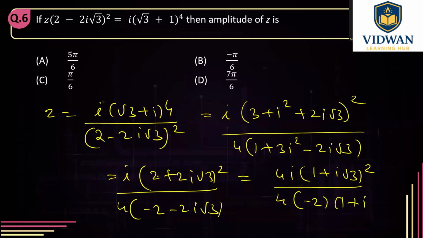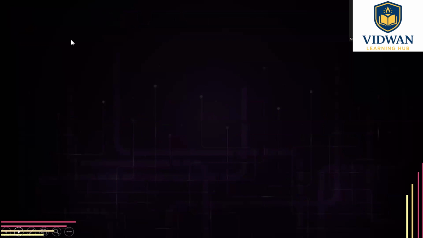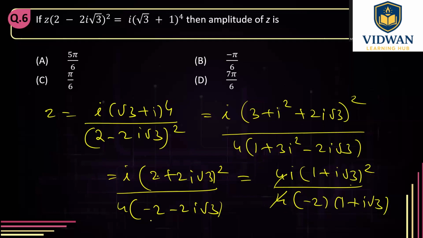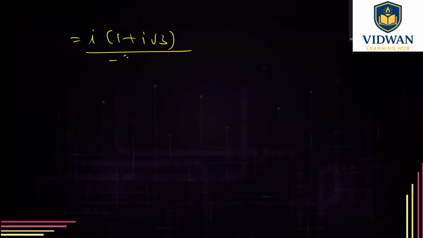Then I'll have 1 plus i root 3 here. So this 4 will cancel. 1 plus i root 3 whole square and 1 plus i root 3 you can cancel, 4, and you'll have i by, so you'll get i into 1 plus i root 3 divided by minus 2, because this term already got cancelled. So only minus 2 would remain here.